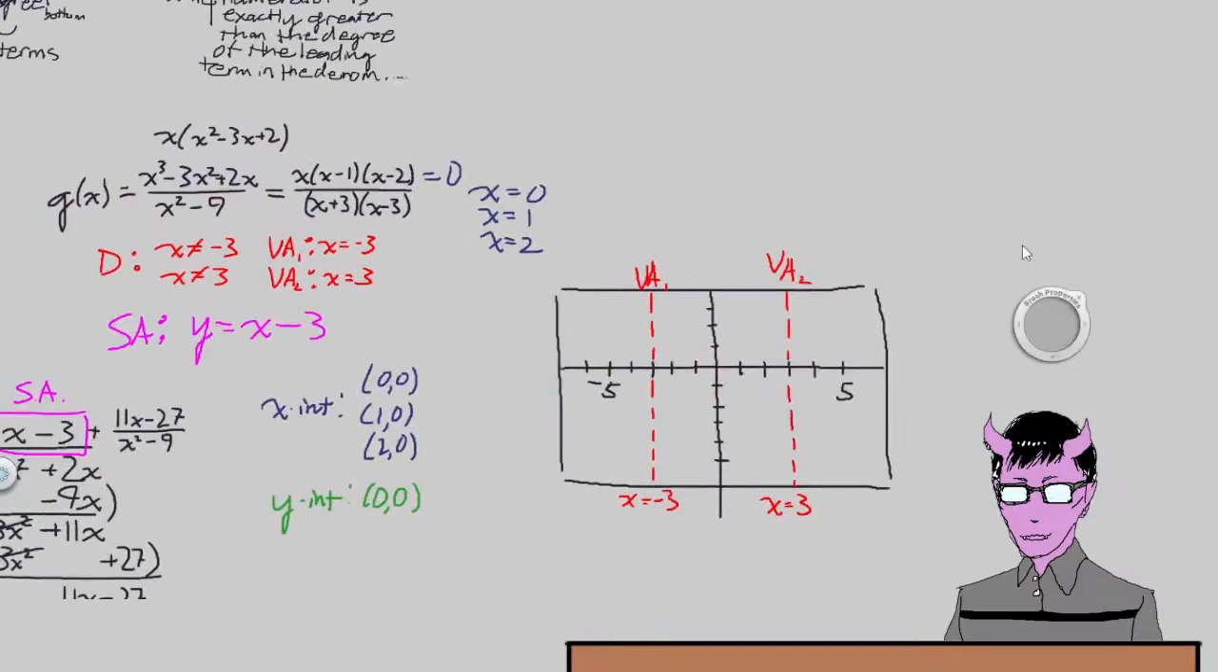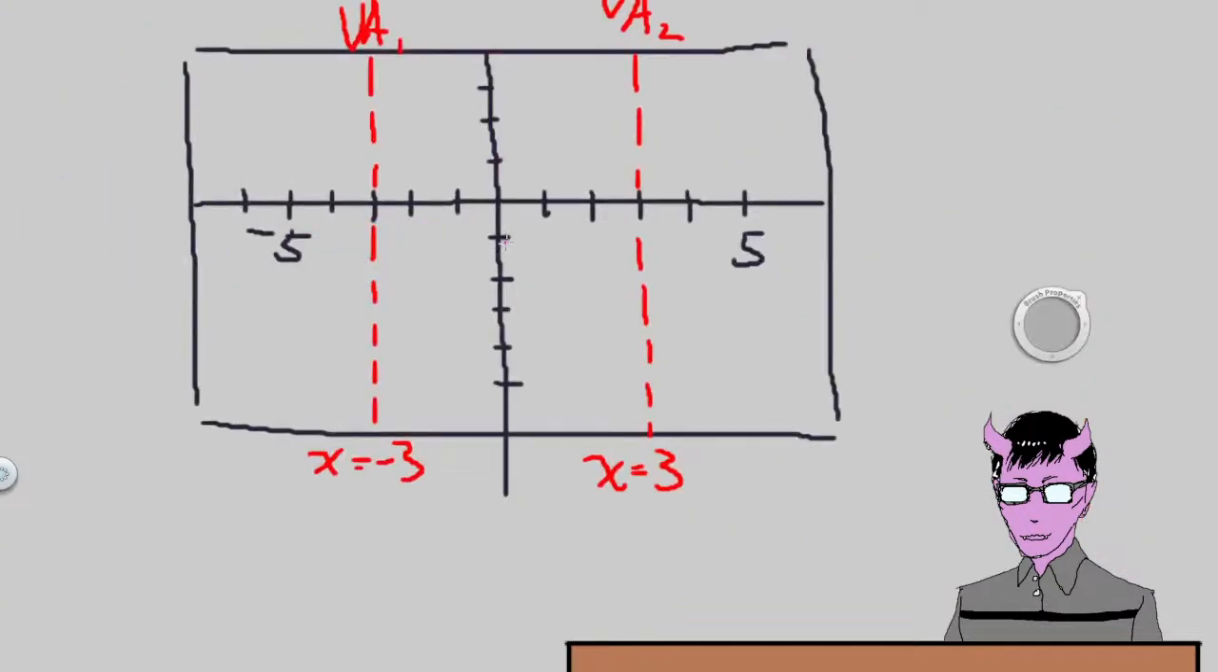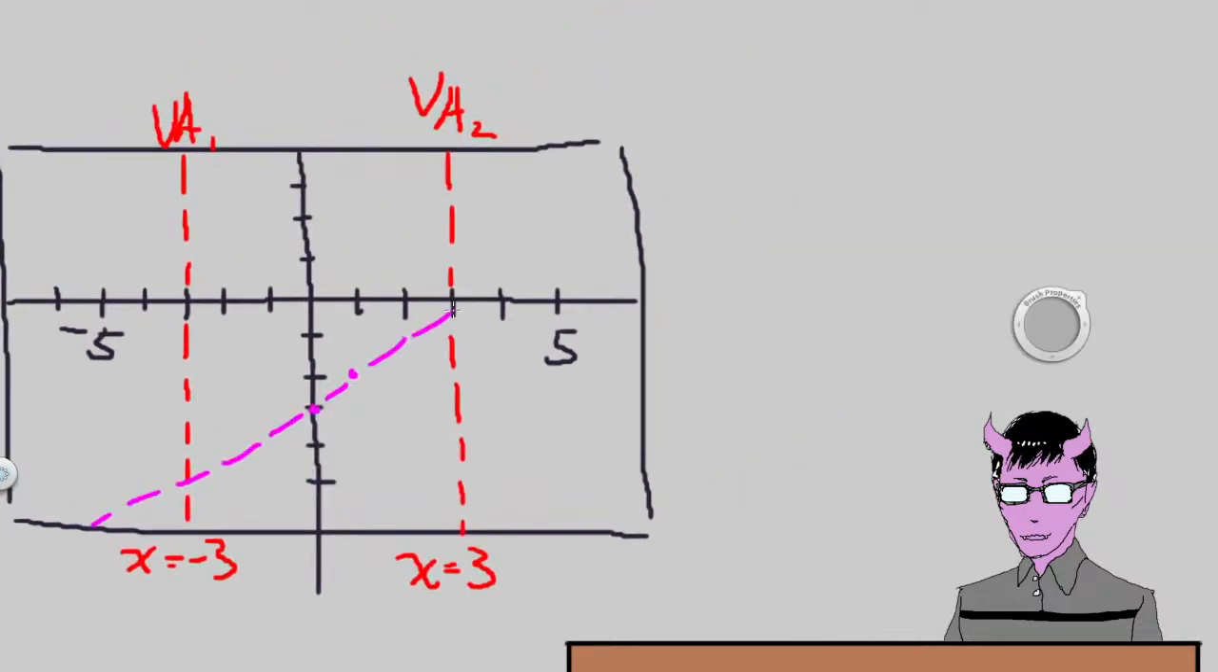Cool. Next we have the slant asymptote at y is equal to x minus 3. So find -3. 1, 2, 3 here. Slope of 1, so rise of 1, run 1. Ooh, it's going to cut off. That's okay, I put it a little too low. Rise of 1, 1, 1. So this is 1, 2, 3, 1, 2, 3 here.